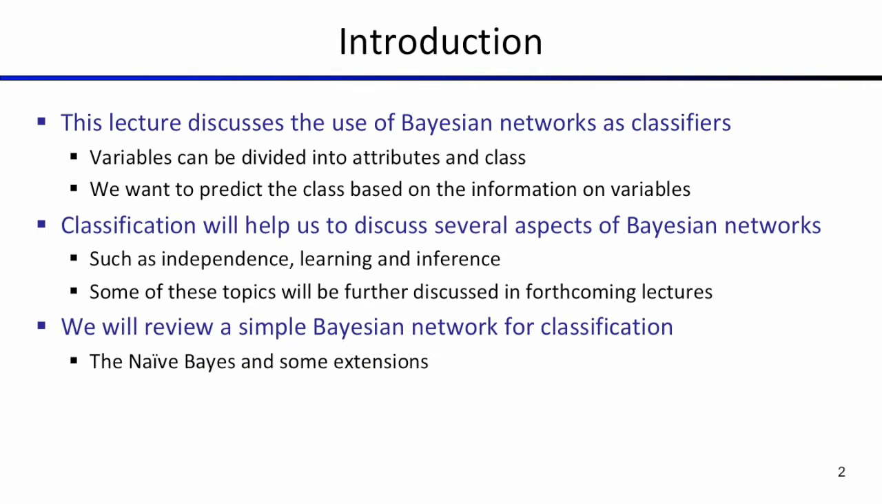But in this lecture, we're going to discuss Bayesian networks as classifiers. So we're going to split all the variables that we have for a certain domain, for a certain data set, into two groups: the attributes and the class variable. And we will try to predict the class variable based on the information that we have for the attributes. I think that's going to be an interesting exercise because we will be able to discuss some topics that we have covered before, like independence, and also some other topics that we're going to see in the future, like learning and inference. It will also be an opportunity for discussing naive Bayes and a few extensions, and we'll see that these are very simple Bayesian networks.